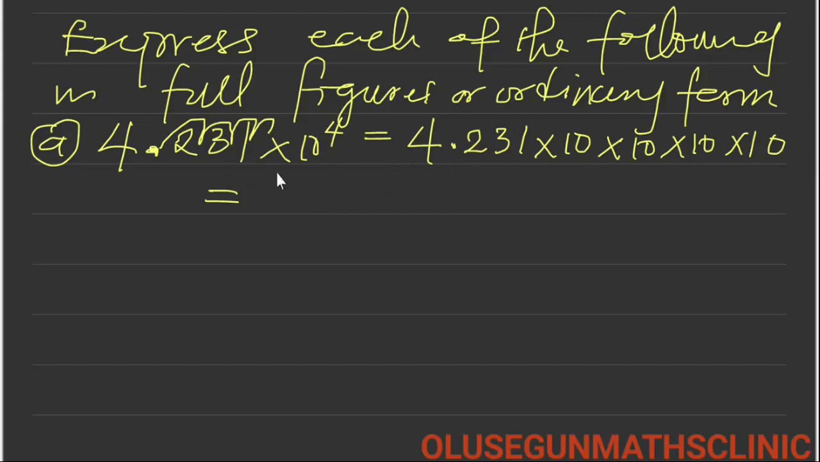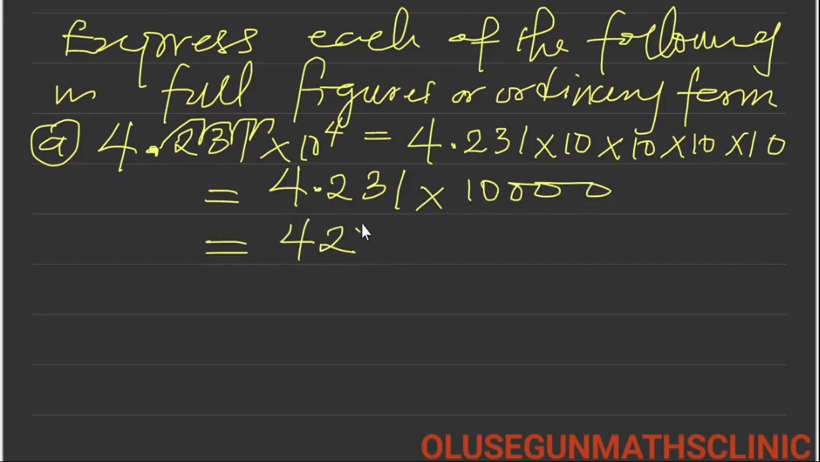So by the time you now multiply, you say 4.231 times 10,000. So you now have the point moved 4 places. So this is just the answer for this. Let me solve another one. So they have the B part.